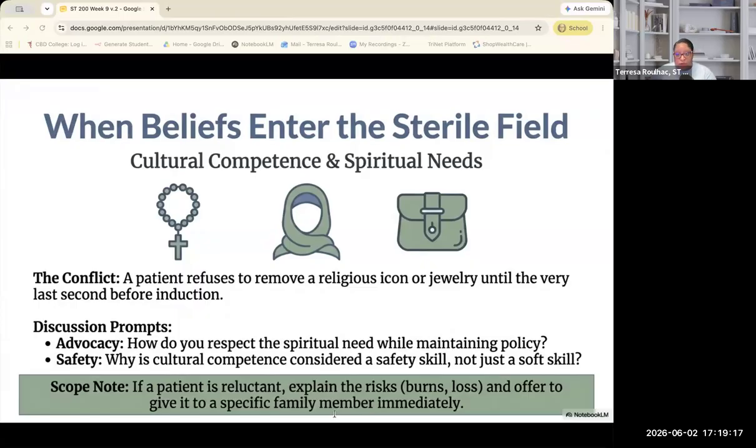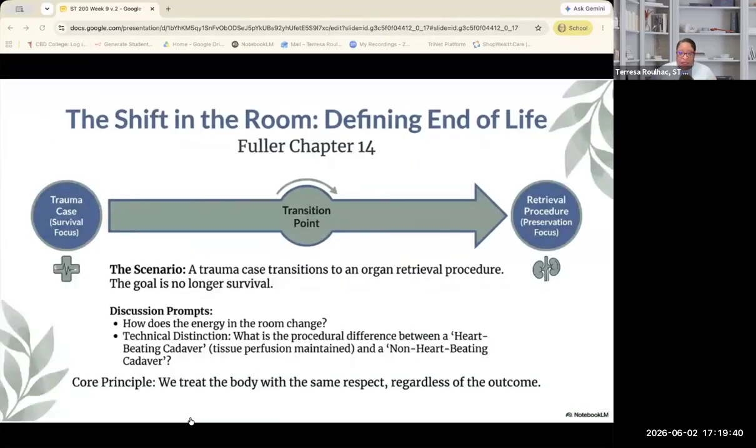We are not responsible for changing someone's beliefs. We are responsible for maintaining safety while honoring humanity. That balance itself is what makes this profession both technical and ethical. You guys with me so far? Okay. Now, this is where we kind of get into a transition that you may witness in the operating room.